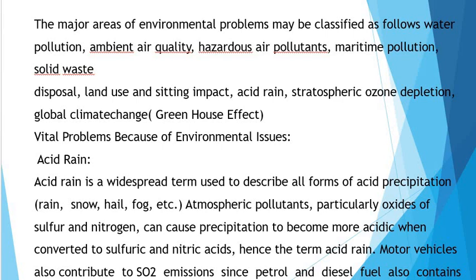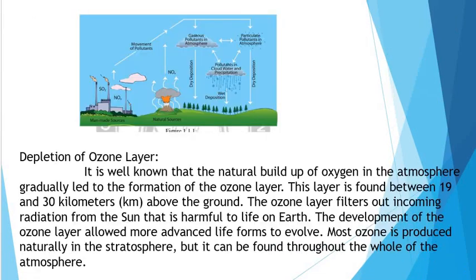Acid rain is a widespread term used to describe all forms of acid precipitation. Atmospheric pollutants, particularly oxides of sulfur and nitrogen, can cause the precipitation to become more acidic when converted to sulfuric and nitric acid. Hence the term acid rain. Motor vehicles also contribute to sulfur dioxide emission, since petrol and diesel are fuels which also contain sulfur, whose emission causes acid rain.